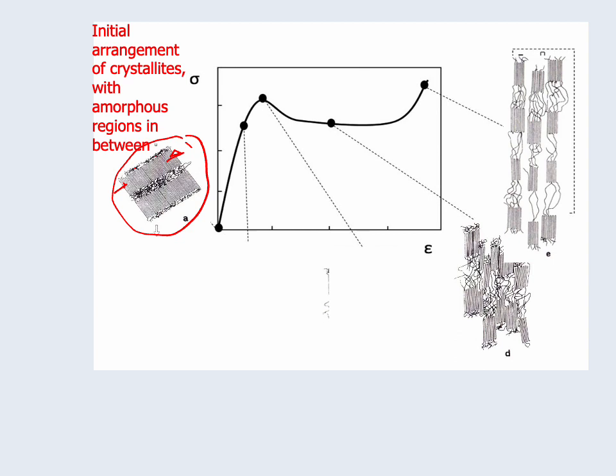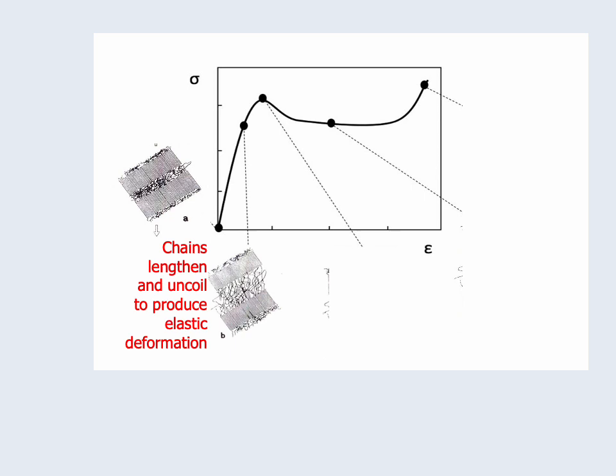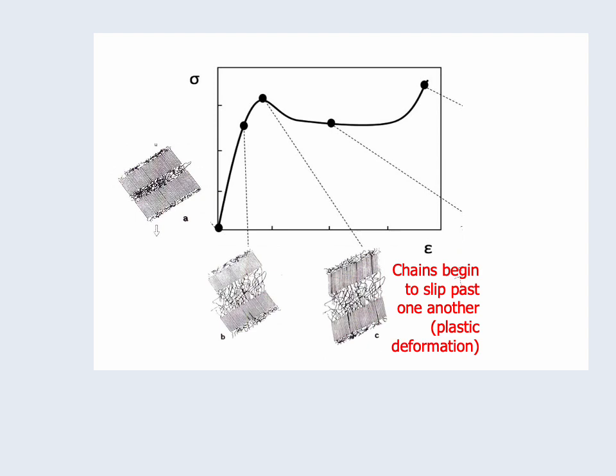So when I first start to apply stress, the amorphous material is that which is giving. Those chains are straightening, stretching. If they have a coil, then they're uncoiling. And all of that is elastic. If I take the stress away, it'll go back to the original length. And I continue to stress, and I get into the yielding and the ultimate tensile strength. And at that point, I've already reached my maximum deformation in the amorphous region.